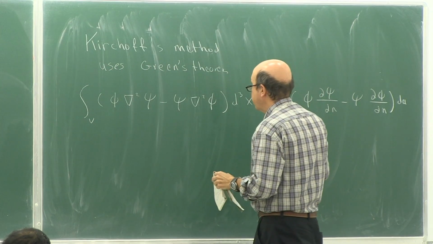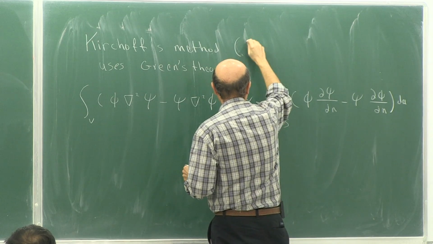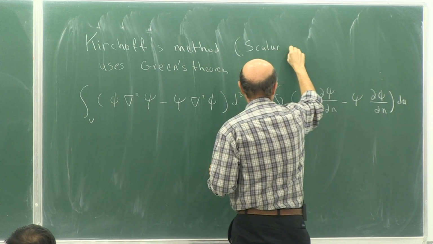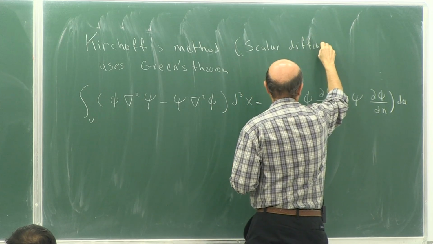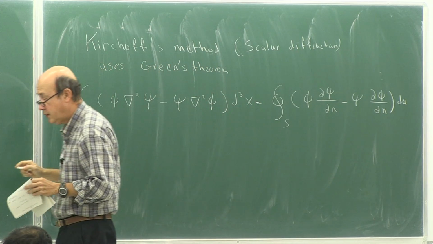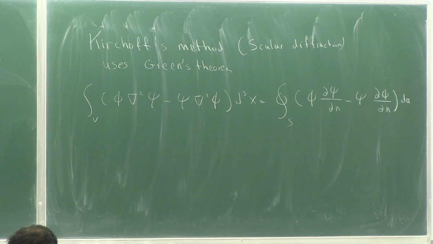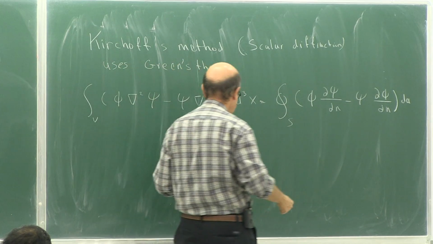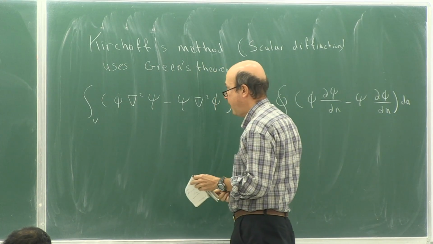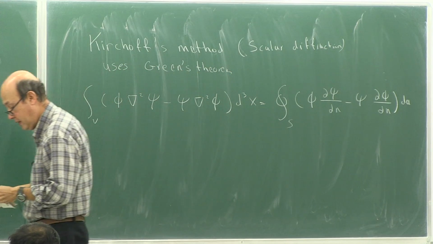Kirchhoff's method is called a scalar diffraction theory. That means the components of the scalar function could be the x component, y component, or z component of the electric and magnetic fields. So let us find a solution of the diffracted fields using this Green's theorem.